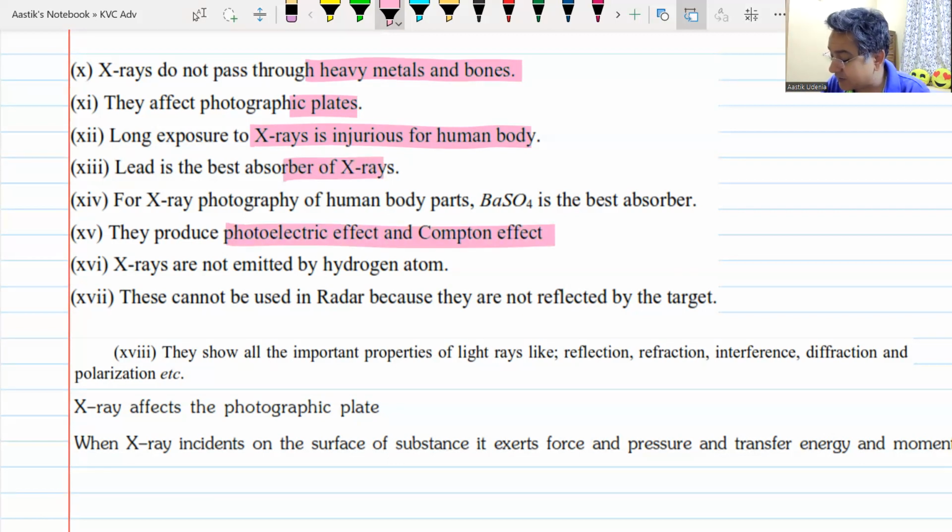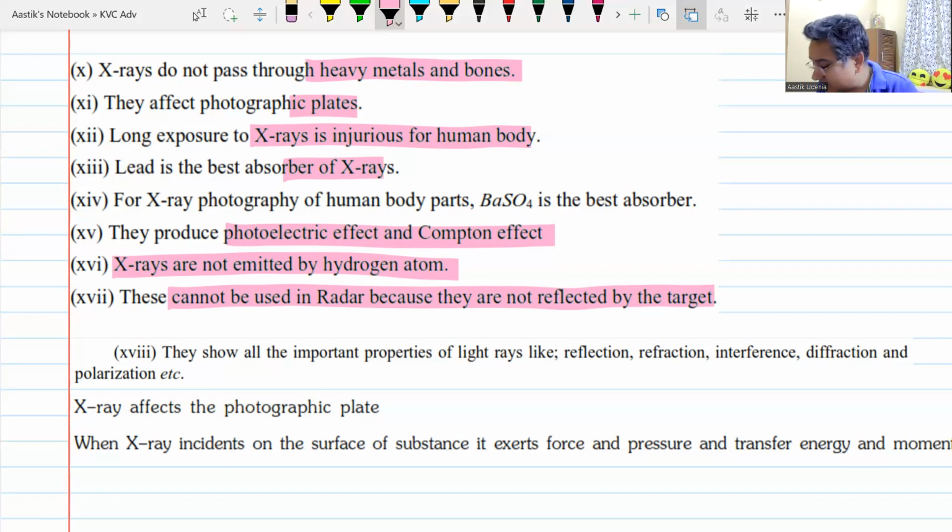X-rays are not emitted by hydrogen atom. We have seen that. These rays cannot be used in radar because they are not reflected by a target. They are absorbed. They are not reflected. You only use X-rays for taking pictures of the inside of your body. That is where it is used. Since they are electromagnetic radiation, they will show all the properties, reflection, refraction, and all those things.